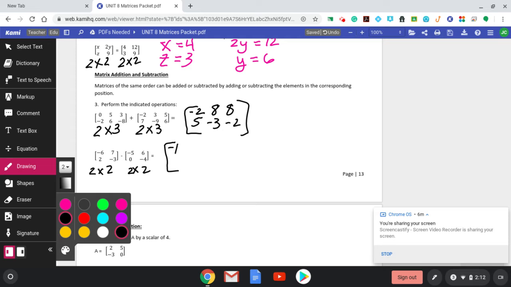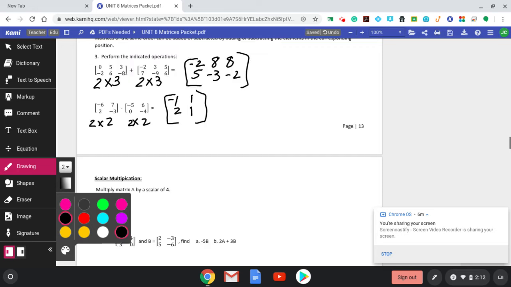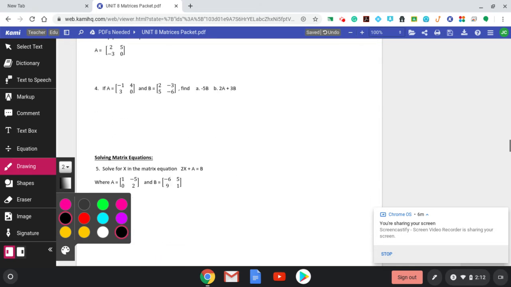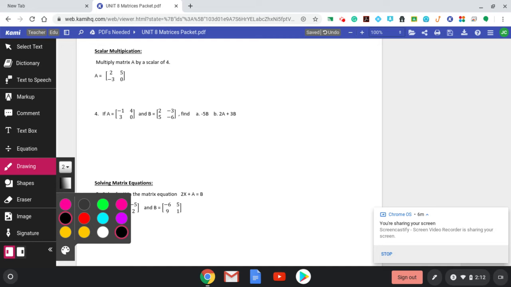So -1 right there. 7 minus 6, 2 minus 0, -3 minus a -4. So that becomes +4, and I have a 1 there. Okay? All right. How do I multiply? I can multiply any matrix I want. I just multiply everything in the matrix by whatever they're asking me to here. In this case, by a 4.